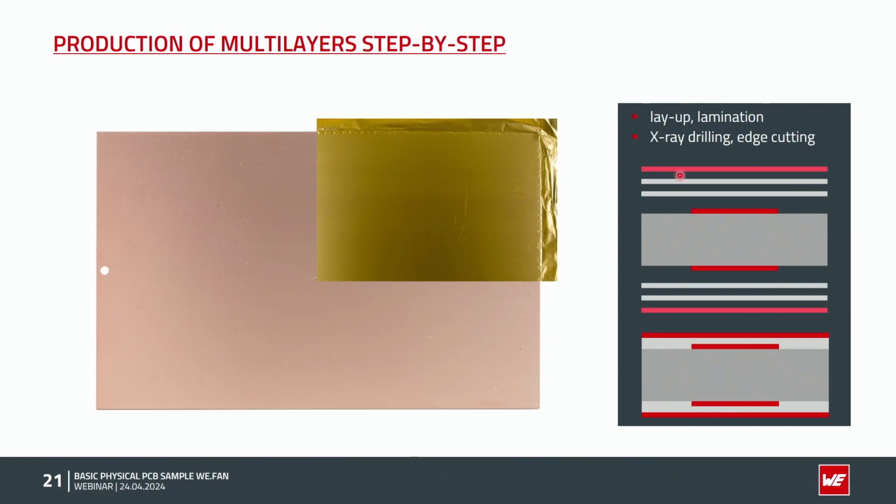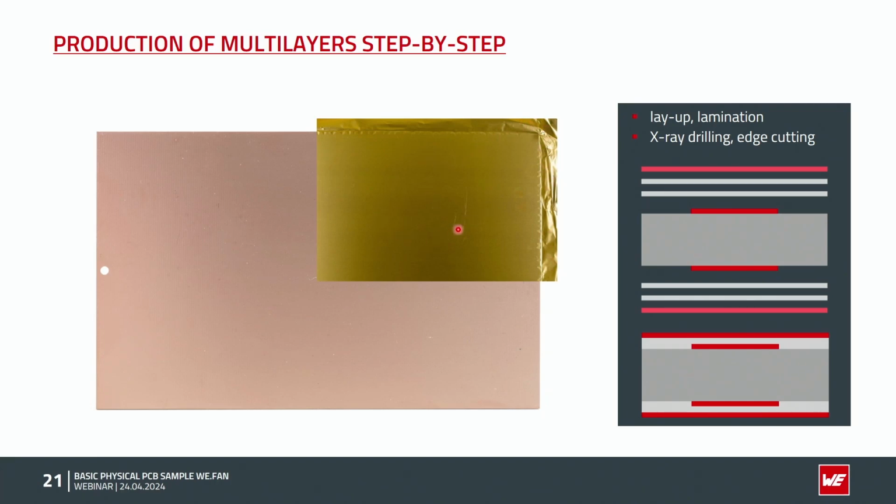So here we are producing a 4-layer in the graph. So we have the formerly produced inner layer core. Then we are adding copper foil on the table and prepreg on top, then the core, another sheet of prepreg or more sheets of prepregs, and another copper foil. After lamination process, it looks like that. But to be honest, in reality, it looks like this.